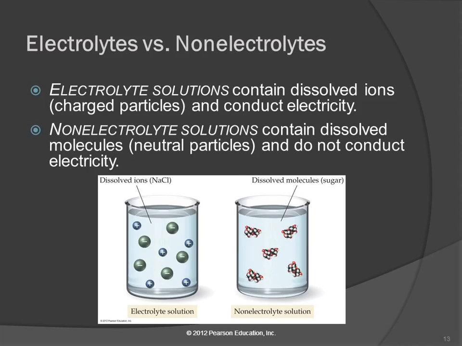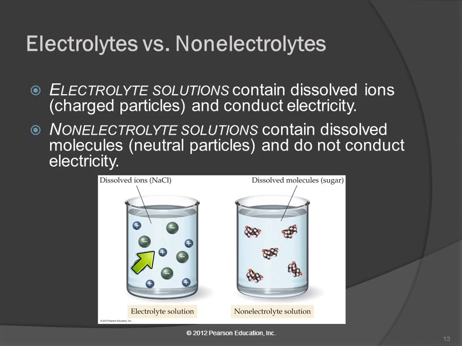So here we have a sodium chloride solution and a sugar solution. Both of these are solids dissolved in water, but there's an important difference. This one contains dissolved ions. There are charged particles. This solution will conduct electricity. This solution contains molecules which are not charged. Sugar water does not conduct electricity. And I should be able to do a demonstration for you of this on Thursday as well.